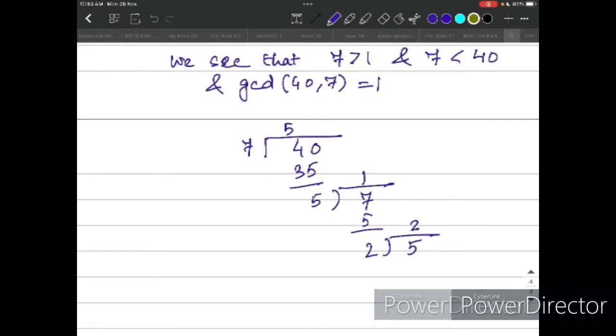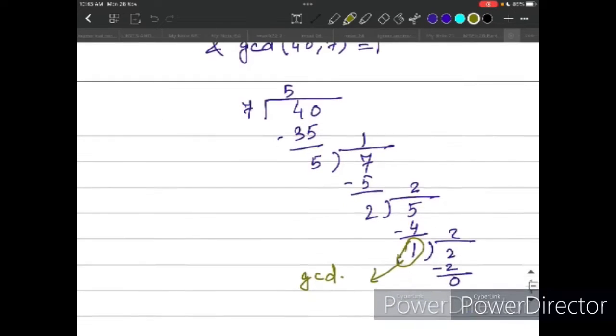7 minus 5 is 2. 2 divided 5. 2 2s are 4. So 5 minus 4. These are all minus. 5 minus 4 is 1. 1 divided 2. 1 2 is 2. 0. So what is happening over here? This 1, this is the GCD.